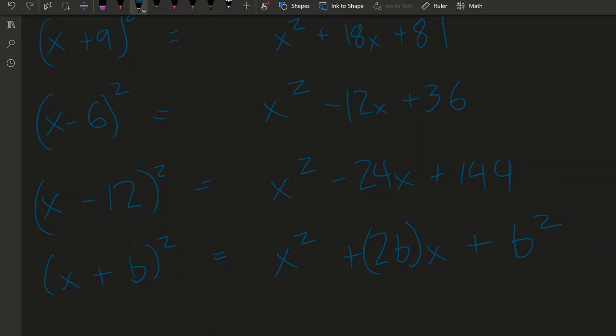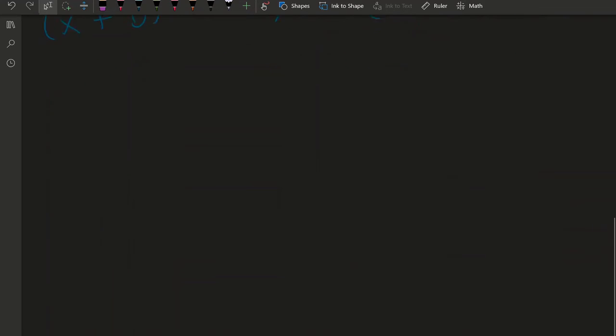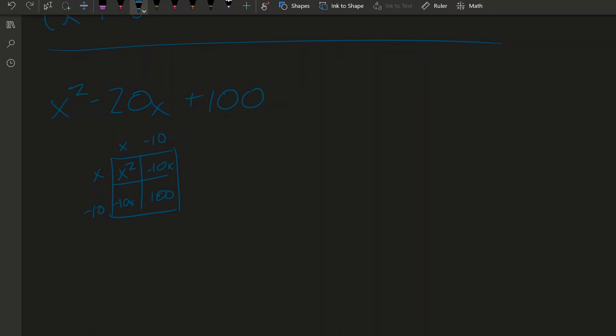Now, going forwards with perfect square trinomials is one thing, going backwards is another thing. So, for example, if you were given this trinomial, x squared minus 20x plus 100, if I needed to factor that, I could make my box x squared and 100, x and x. If I do negative 10 and negative 10, that'll make negative 10x, but it'll multiply to positive 100, so this turns into x minus 10 squared.